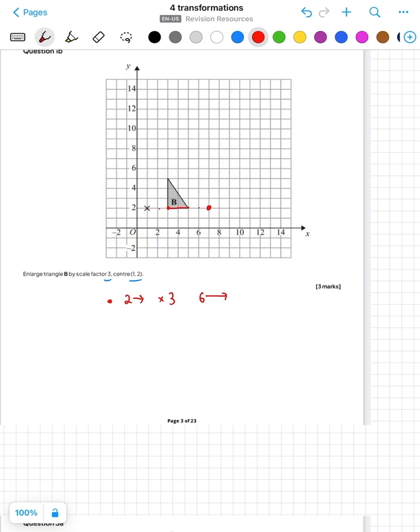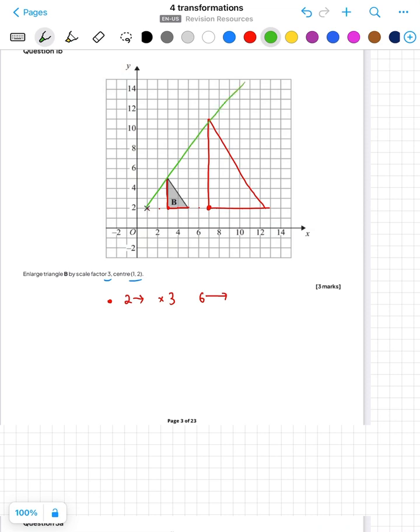The base of the triangle was 2 units long. We're multiplying that by 3. It's now going to be 6 units long. The height of the triangle was 3 units long. We times that by 3, it's now 9 units long. And then we join together to find our new shape.